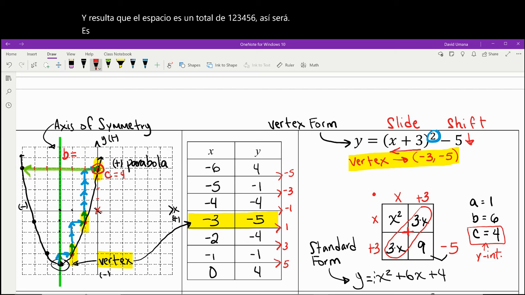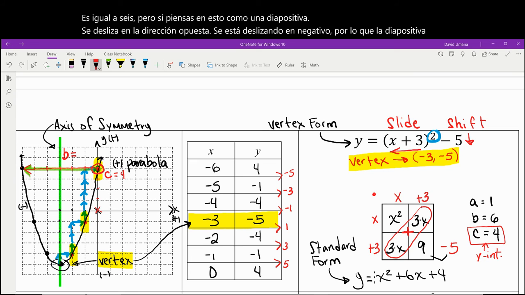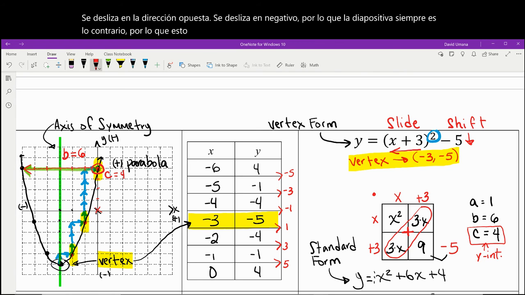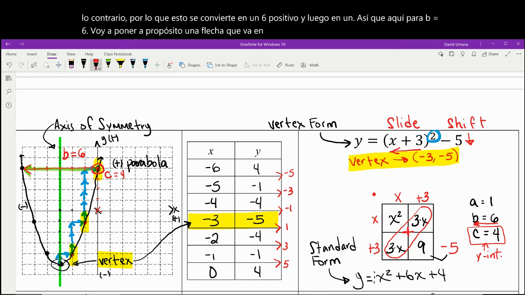But if you think of this as a slide, it's sliding in the opposite direction. It's sliding in the negative. So slide is always the opposite. So this becomes a positive 6. And then the A, so here for B equals 6, I'm going to purposely put an arrow that goes in the opposite direction. And on purpose, A equals 1.